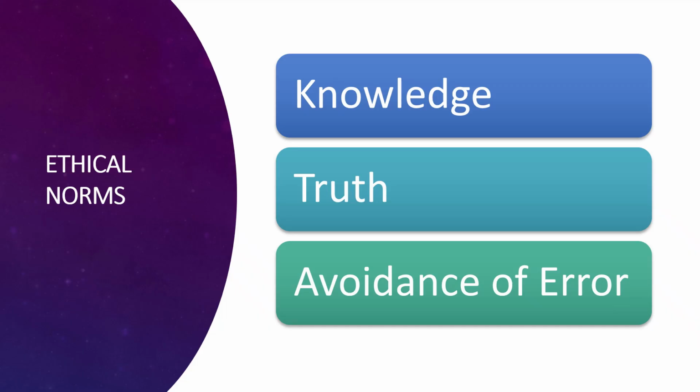Ethical norms and the need to adhere to these ethical norms exist to promote the knowledge, truth, and avoidance of error in research. Ethics prevent the fabrication, the falsifying, and the misrepresentation of research data. In turn, ethics promote the truth of the research effort and minimize the occurrence of error.